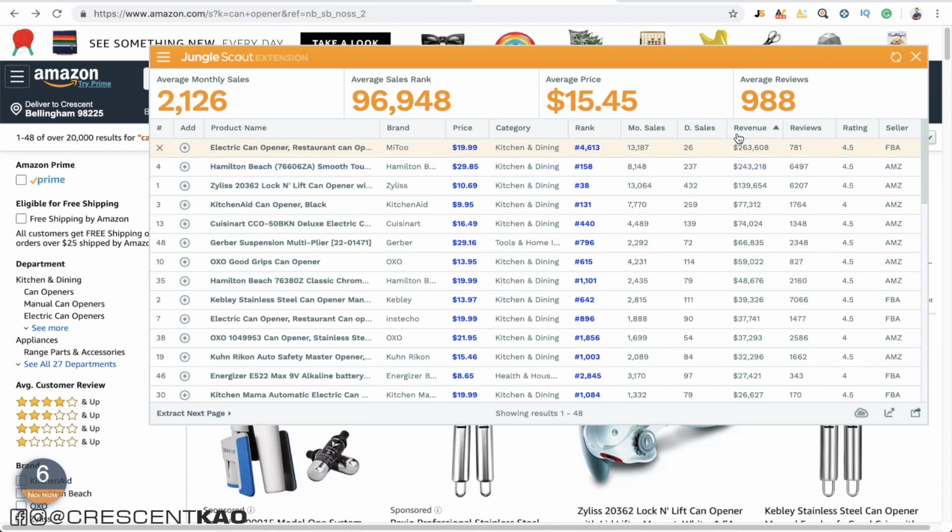And even if you sort it by, say, revenue or BSR, the listings at the top may not be the listings that appear on the first page of the search results, and therefore, listings you're not going to be competing with.